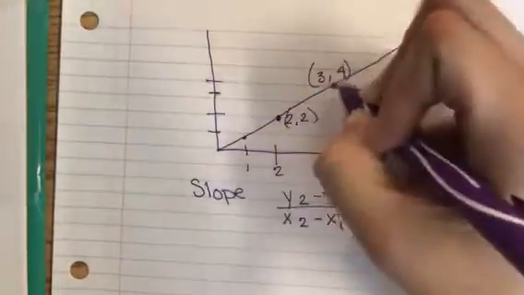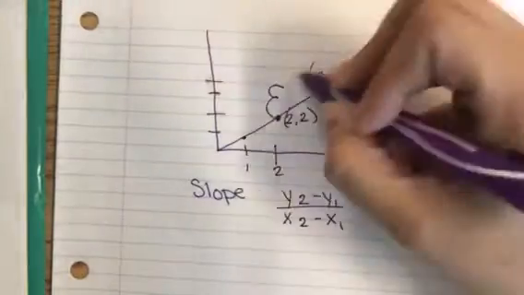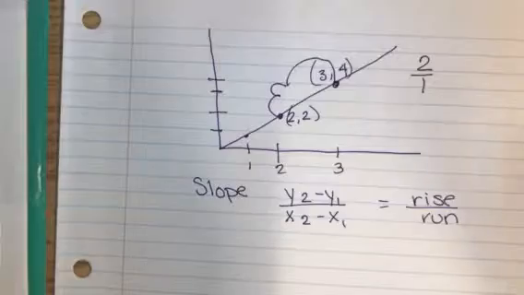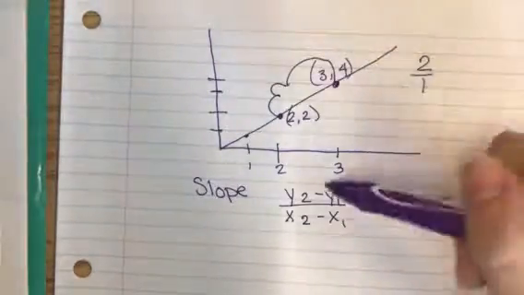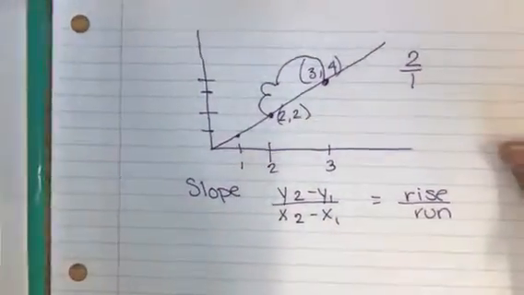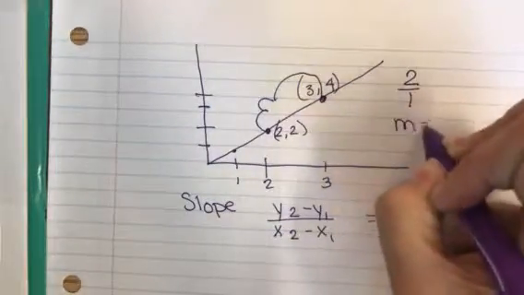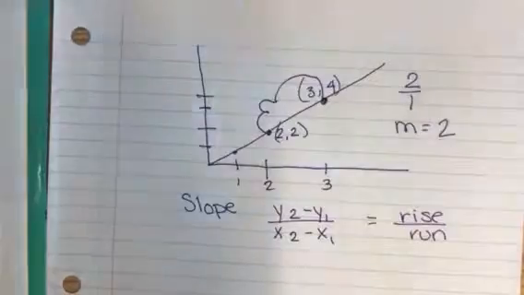So I could say from here to here, I go up 2 and I go over 1. Hopefully, again, this should be review. This should be something you've seen before. You'd be given a much better graph than this, but I'm just reminding you of the ideas. So we could say that the slope, m is the letter we use to represent slope, is 2.